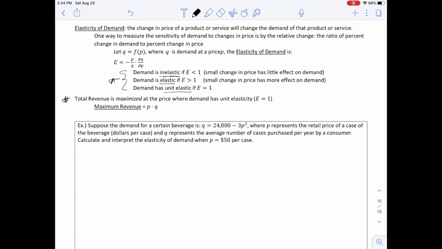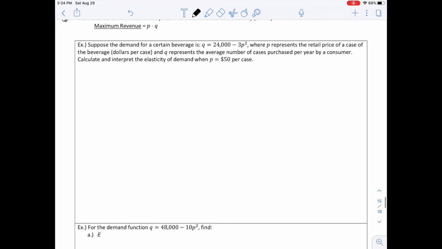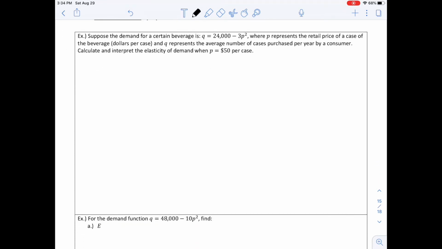So the next example that we have says, suppose the demand for a certain beverage is Q equals 24,000 minus 3P squared, where P represents the retail price of a case of the beverage, dollars per case, and Q represents the average number of cases purchased per year by a consumer. Calculate and interpret the elasticity of demand when P is equal to $50 per case.